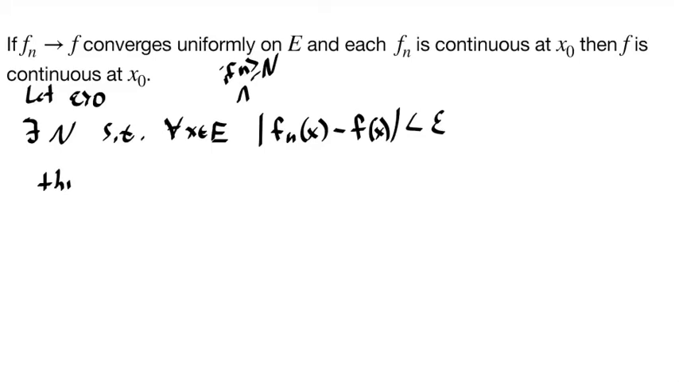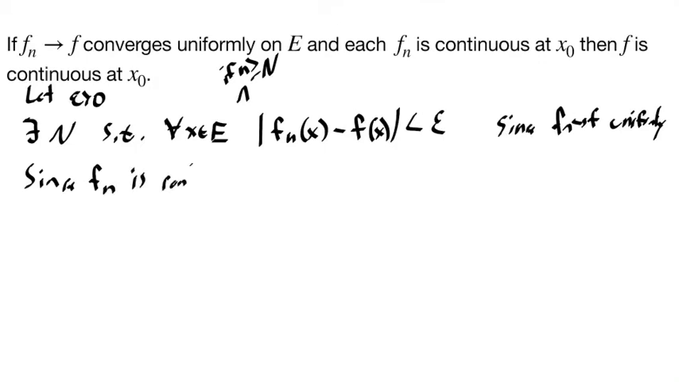In particular, this means that if I choose x naught or x for my proof, then we're going to be in really good shape. Okay? So now what I'm going to say is, since fn approaches f uniformly. Okay? Now, since fn is continuous, and let's put the capital N on here.